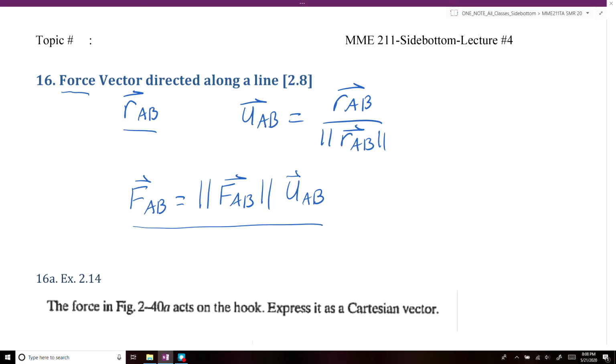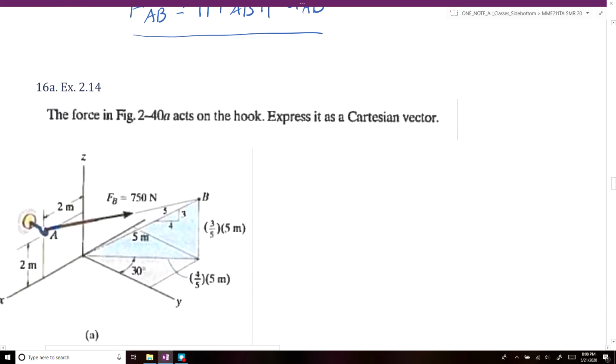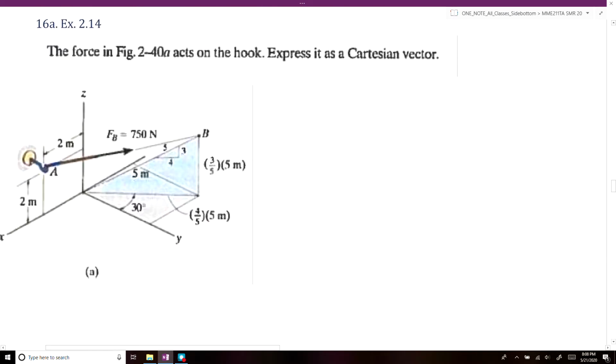So if you know where the start of the cable is and the end of the cable is, and you know what the tension is, you can then determine the components of the force that are being applied to that point. So what we're going to do now is use an example problem to calculate force FB as a Cartesian vector.